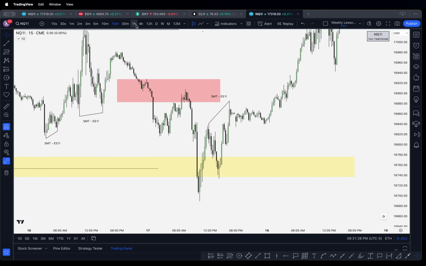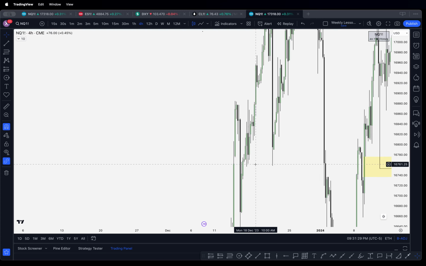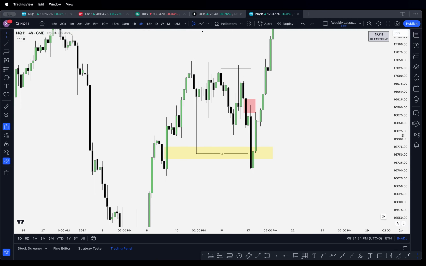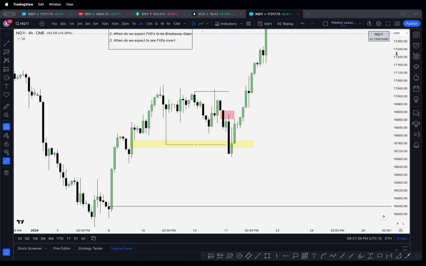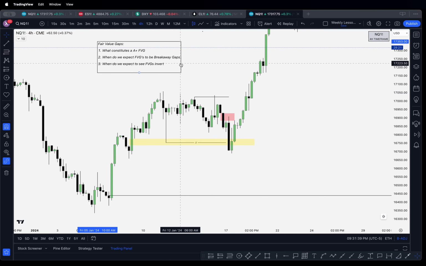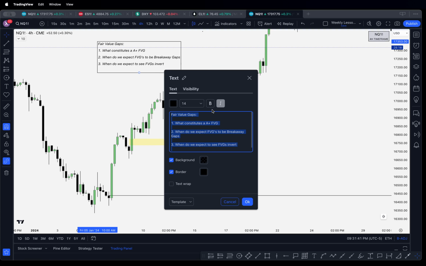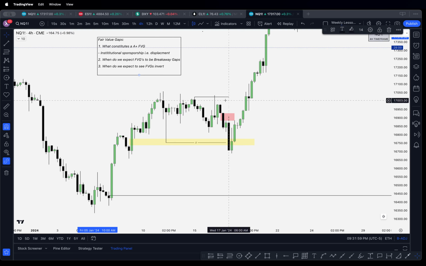So what we want to look for, our first takeaway for fair value gaps, is that an A plus fair value gap will produce a lower time frame displacement move rapidly. We want to see institutional sponsorship of that gap immediately. If we don't, we're not going to call that an A plus FVG. So let's put that as a note. So you want to see institutional sponsorship, i.e., wow, I can't type, displacement. If we don't see that displacement, immediately red flags go off in our mind.